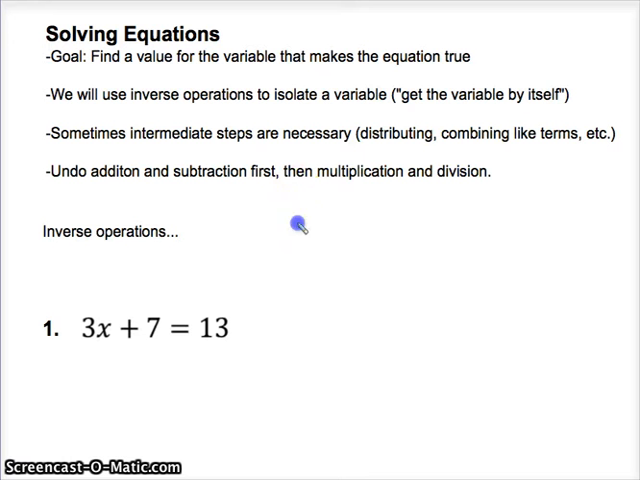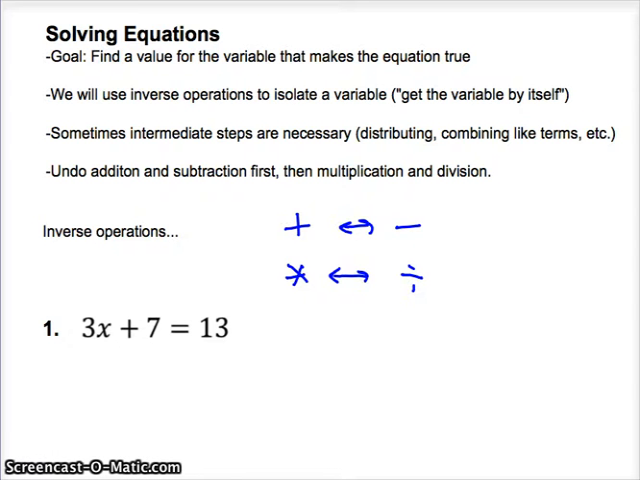So when you think about addition, the opposite of adding would be subtracting. The opposite of multiplication is division. This also works backwards. So the opposite of subtraction is addition. The opposite of division is multiplication. This is important to remember when solving equations because when we're trying to undo an operation, we'll use the inverse.